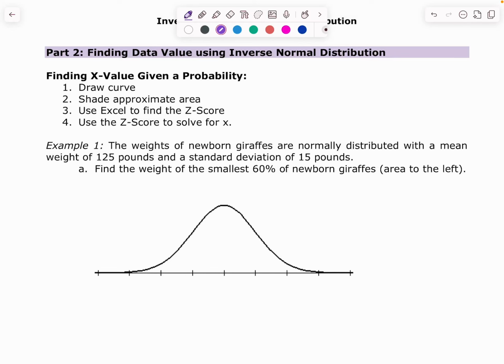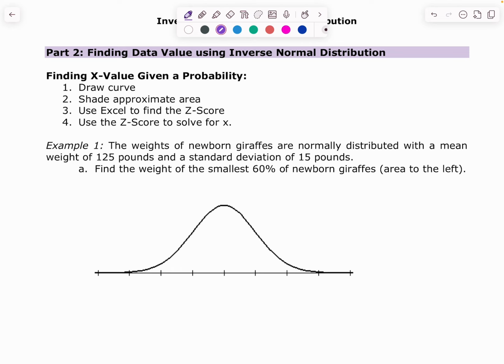All right, now to get into some larger examples, we are going to look at how to find the data value using the inverse normal distribution. So this is our same normal distribution, but now we know the probability, and we're going to essentially work backwards to find the data value or the X value.